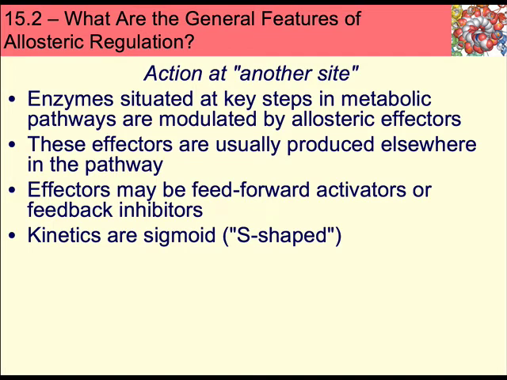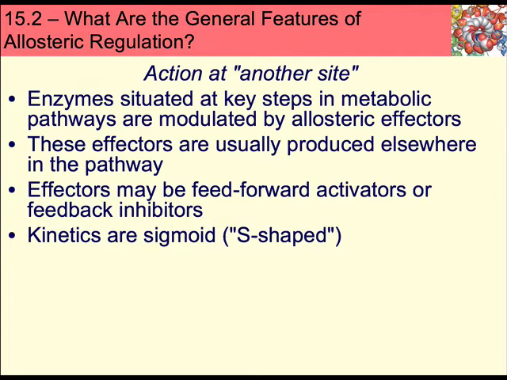Allostery is action at another site, and enzymes situated at key steps in many metabolic pathways are modulated or controlled by what we call allosteric effectors. These effectors are usually produced someplace else in the pathway, and the effectors may be what we call feed-forward activators or feedback inhibitors. And I'm sure you've heard at least the feedback inhibitor term before, but we may not be familiar with feed-forward activation, so we'll show you what that looks like.